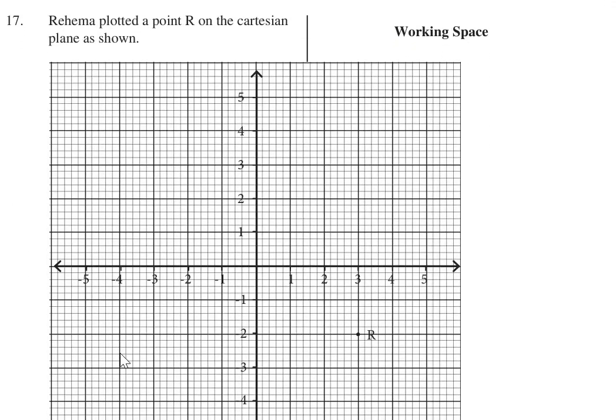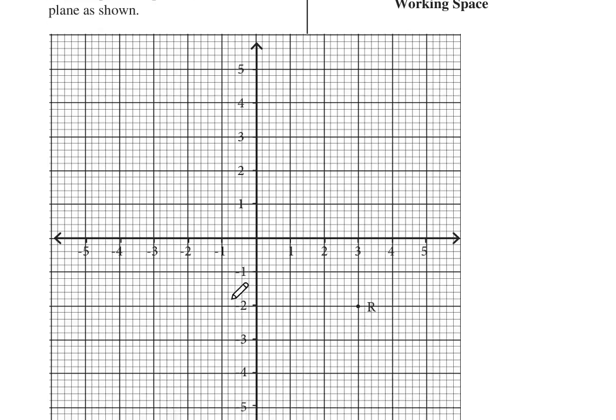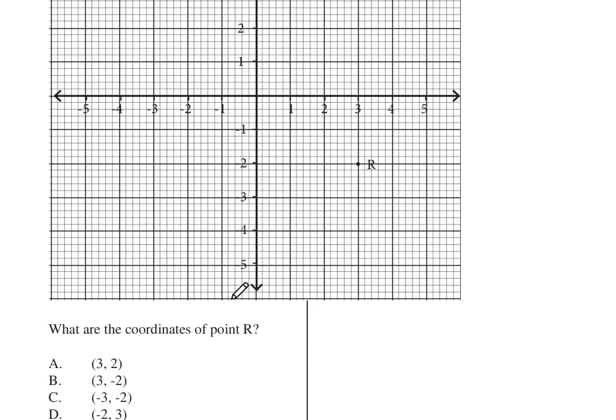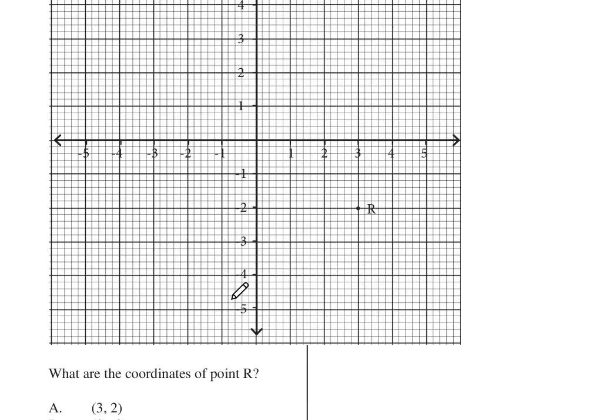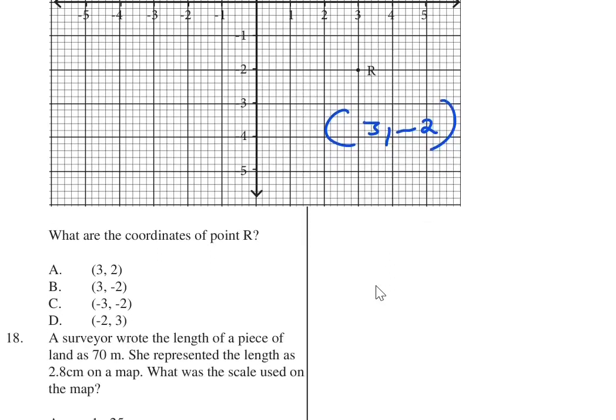Number 17, on the Cartesian plane, gradient work. The hammer plotted a point R on the Cartesian plane as shown. You can see here you have R. Nauliza nini? What are the coordinates of point R? So remember coordinates we read with brackets, and there's an x-axis and then y-axis. So in x, I can see it is 3. Naenda kwa y, -2. So the coordinate is (3, -2). Very easy. So the answer is B.